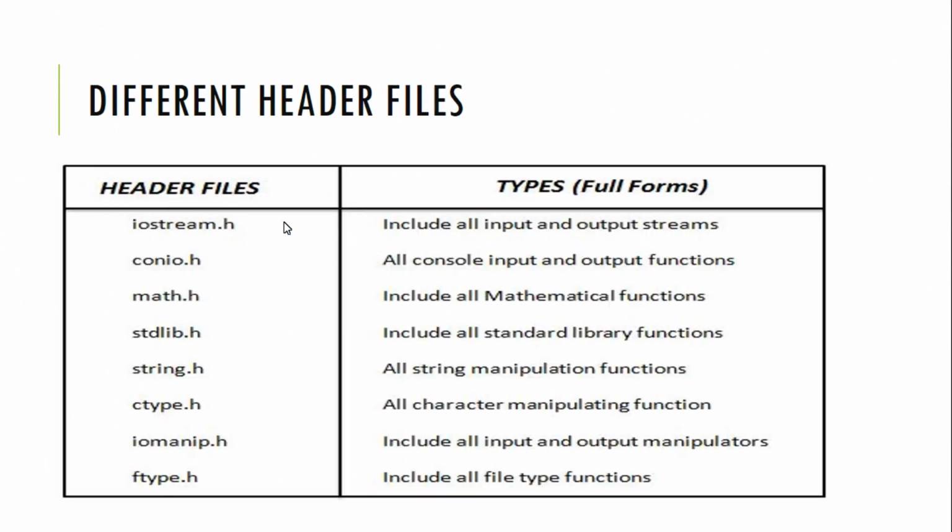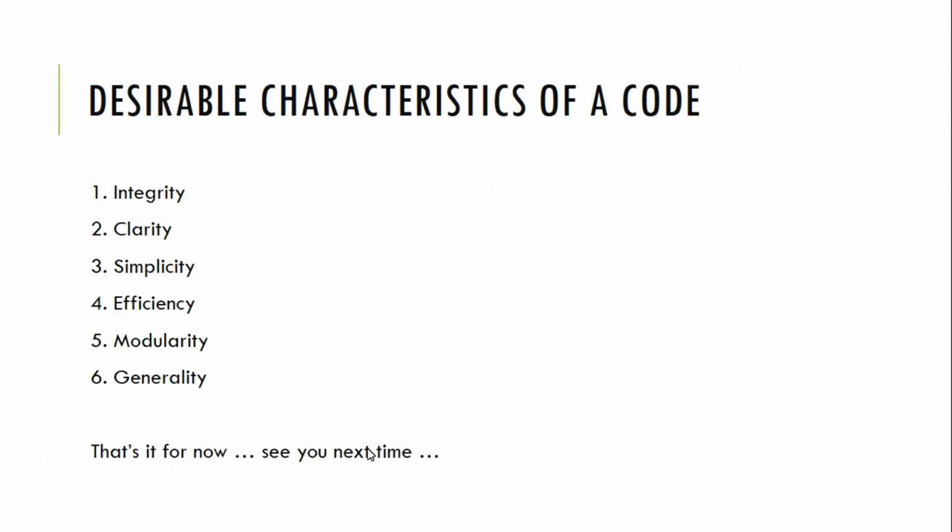Next, these are the different header files that we have in C and C++. You can go through them, and they are in your books. Mainly we are going to use the math.h header file, stdlib.h, string.h, ctype.h, and stdio.h. The other header files are not used as such, but we might come across them at times. The final slide, and the most important slide to be a good programmer: what are the desirable characteristics that your code should have?